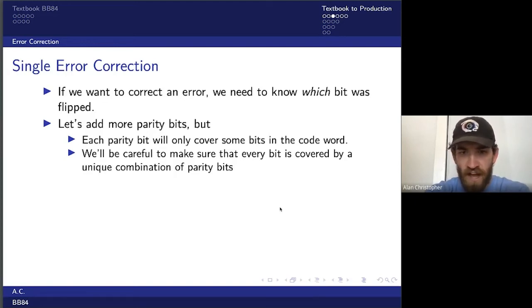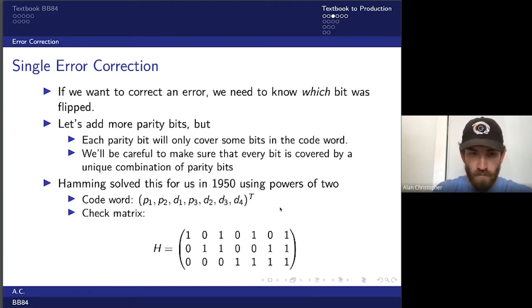And the scheme we actually do use is going to need an additional requirement: we're going to make sure that every bit in the code word is covered by a unique combination of parity bits, so that when we do our check using the same style of check matrix as we did in single error detection, we can look at which of our parity bits are upset, and then that will tell us deterministically which bit must have been flipped in our code word.